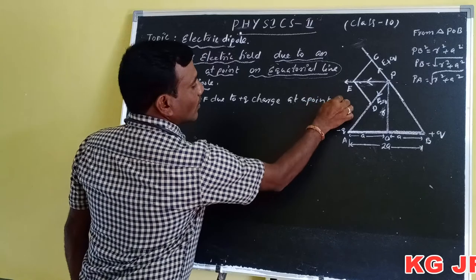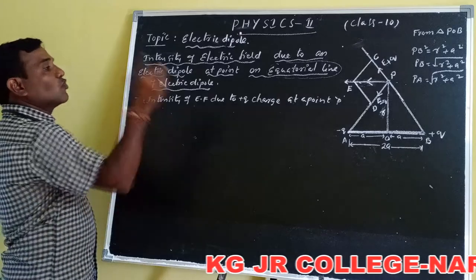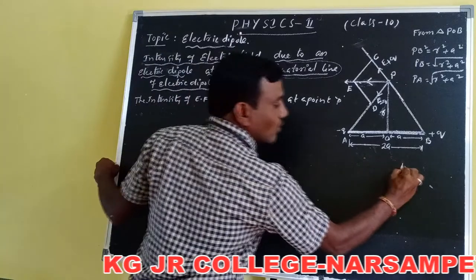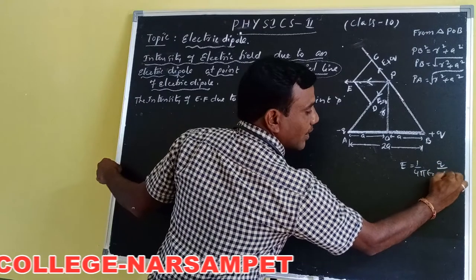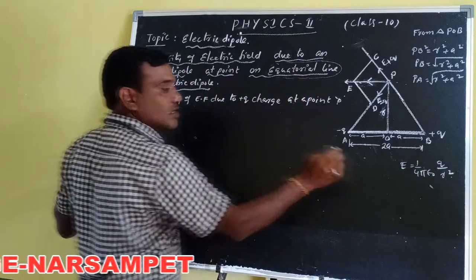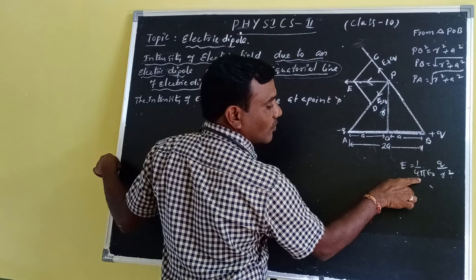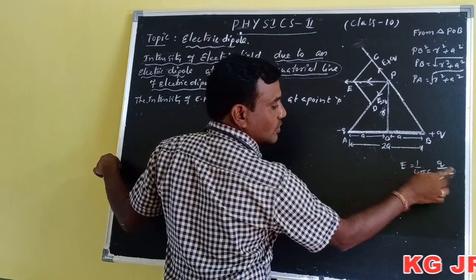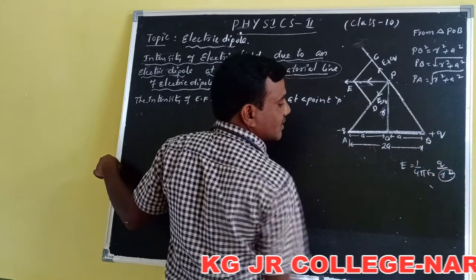At a point P, we know the intensity of electric field at a point. So what is the formula? E is equal to 1 by 4 pi epsilon naught Q by R square. This formula we all know from the previous class. R means the distance between the charge and the point.